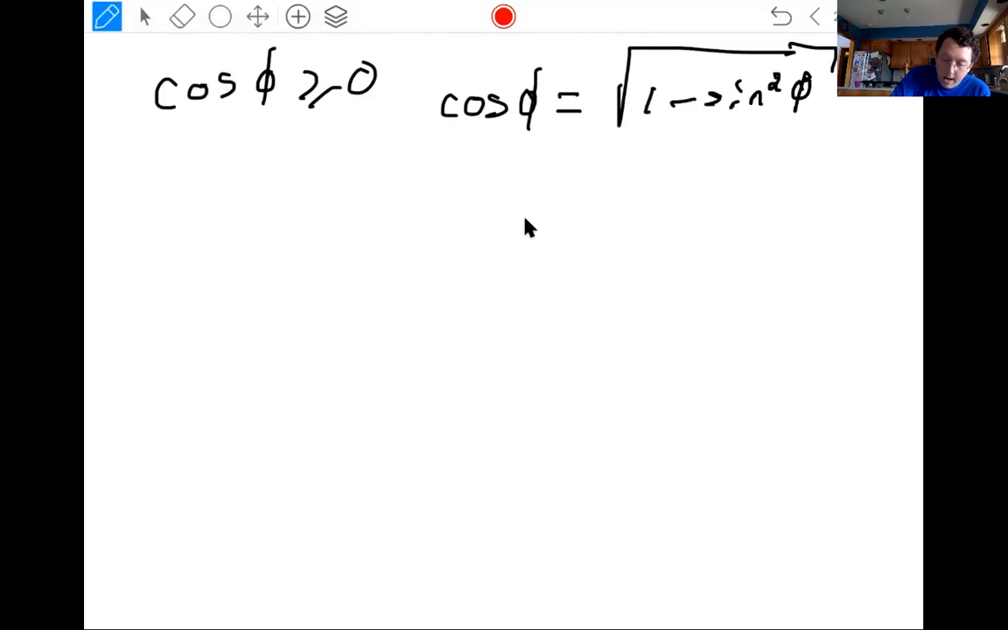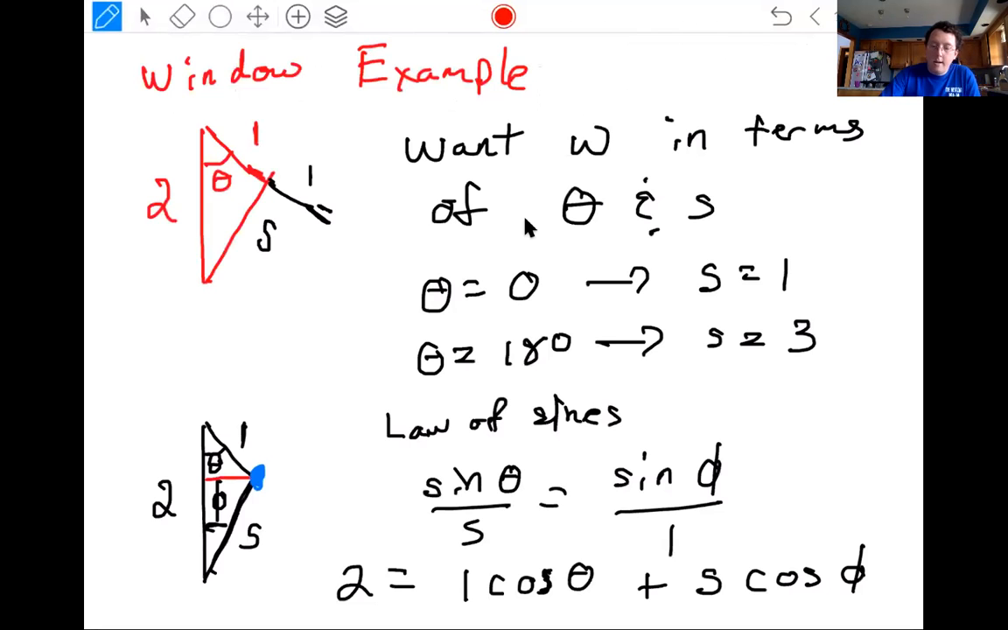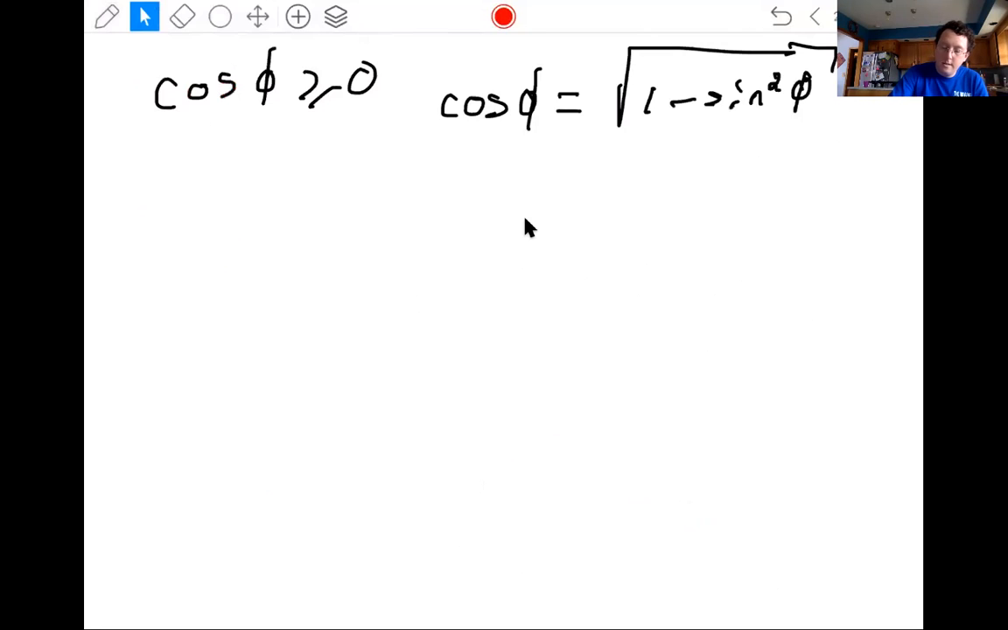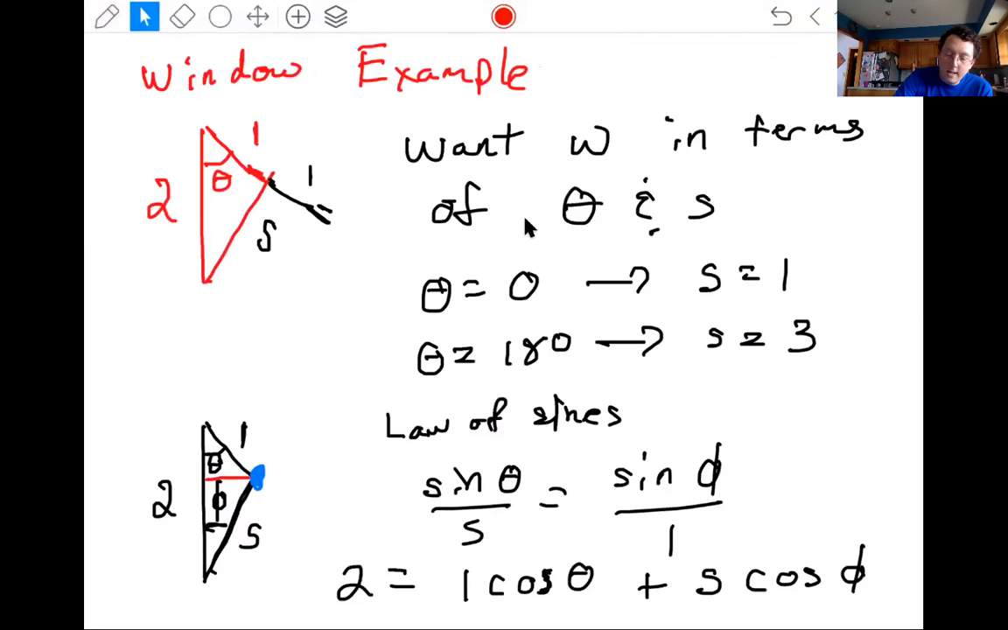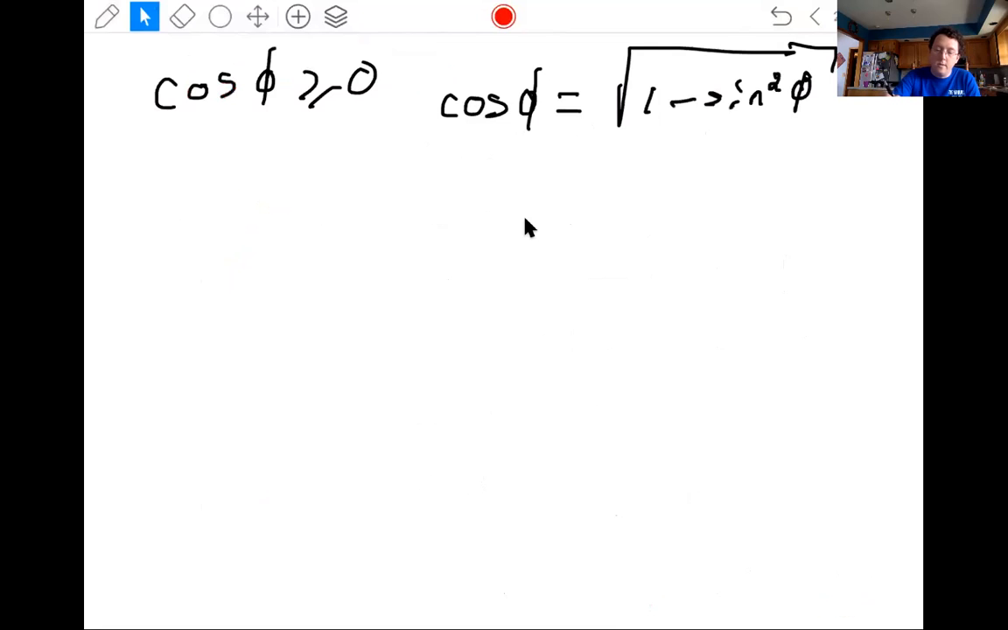But going back to the previous page, I have a nifty little formula for sine of phi. Okay, so I have this formula for sine of phi that it equals sine of theta over s. So wherever I have sine of phi, I can replace that with sine of theta over s. So my second equation down here, I can now look at this equation, which originally had a theta and a phi, but I can eliminate phi in terms of theta as follows.